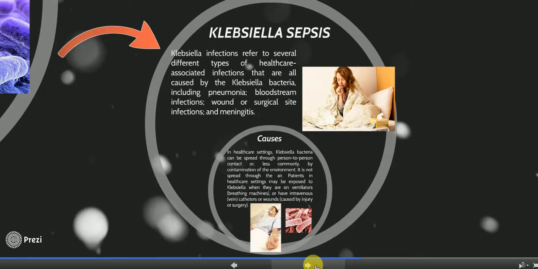The Klebsiella sepsis. Klebsiella infections refer to several different types of healthcare-associated infections that are all caused by Klebsiella bacteria, including pneumonia, bloodstream infections, wound or surgical site infections, and meningitis. Healthy people usually do not get Klebsiella infections. However, people who are hospitalized and receiving treatment for other conditions may be susceptible to these infections.